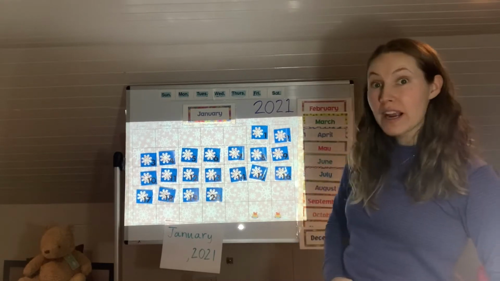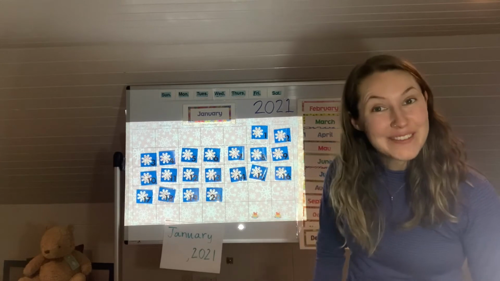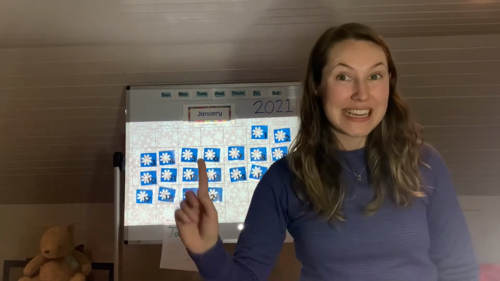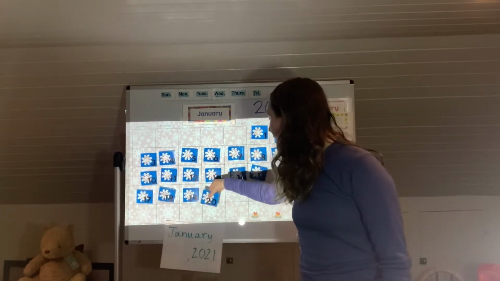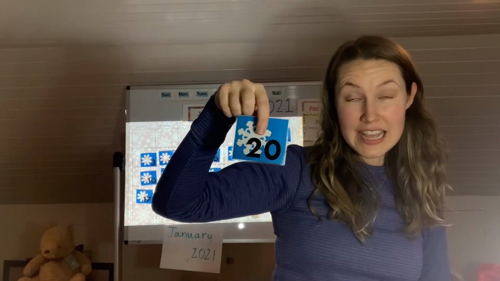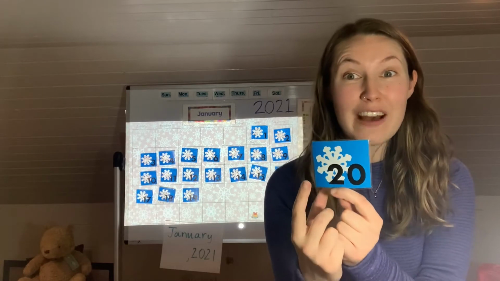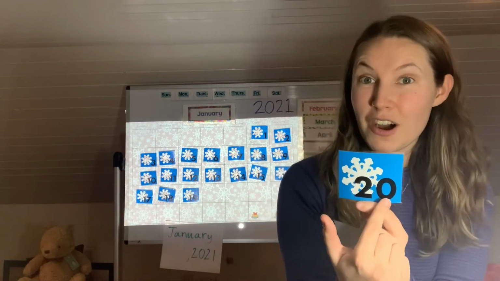So we've been working on counting up to find the date, and yesterday we started looking at place value and figuring out how many tens and ones we had in our numbers. Yesterday we said it was the 20th, and we're going to now be seeing numbers that have a 2 in the tens place, which means they have two groups of 10. Two groups of 10 and 0 ones.